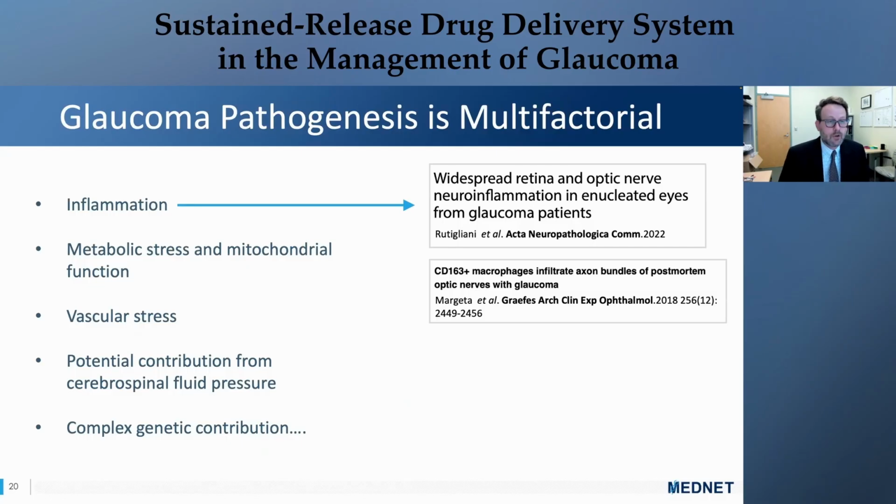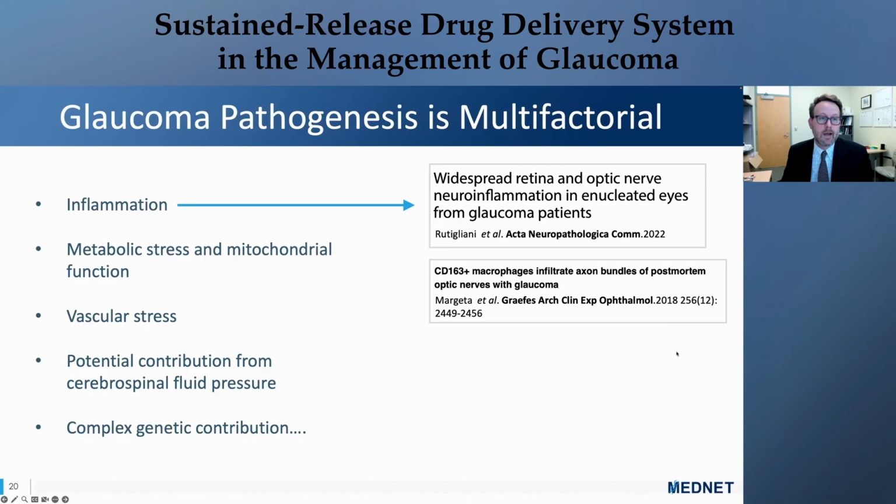So intraocular pressure mechanical stress is one theory of how glaucoma pathogenesis is initiated, and that's supported by slowing down of anterograde and retrograde transport at the axons, showing damage to their function. But glaucoma pathogenesis is likely multifactorial.